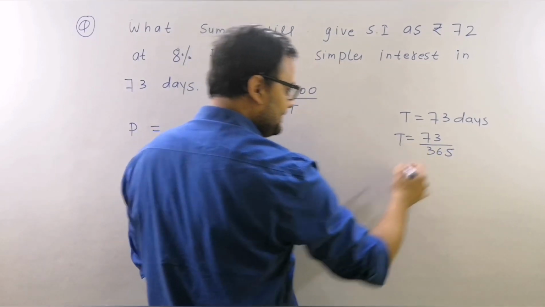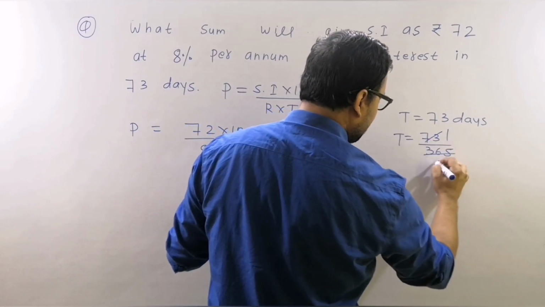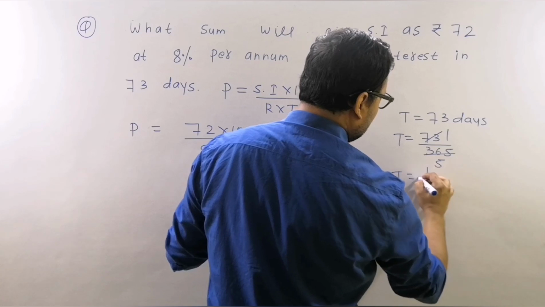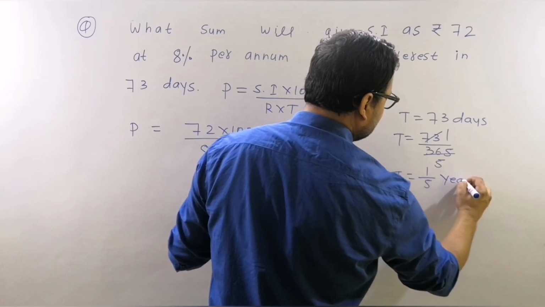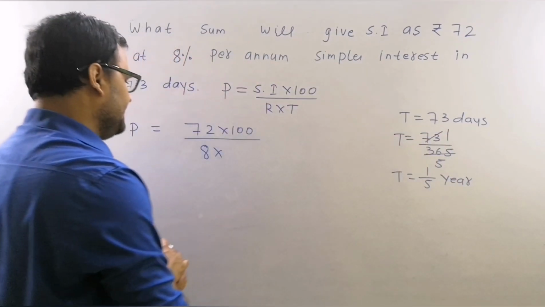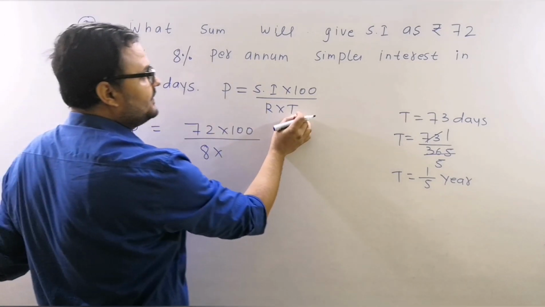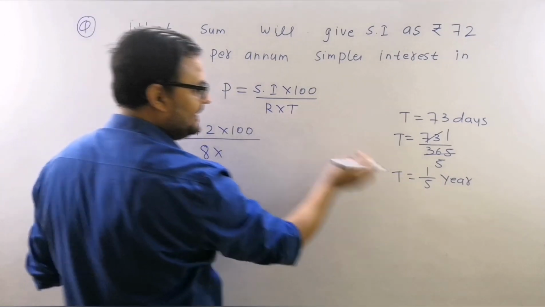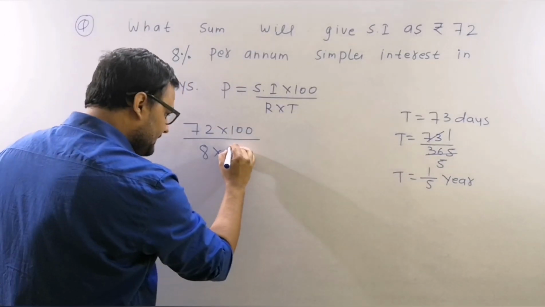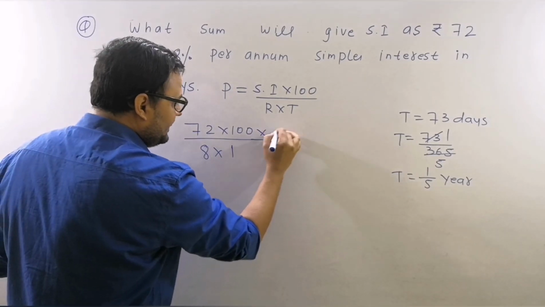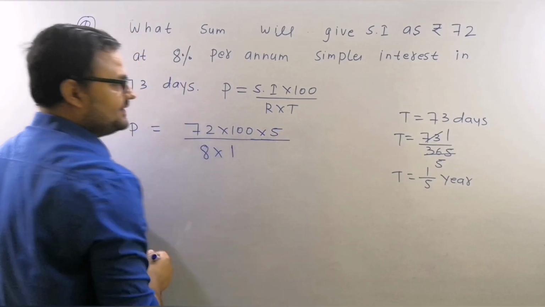And when we do simplification, 1 5s are 5, so it means time we got 1 by 5 here. Now in this formula, time will come on the place of denominator, and time is 1 by 5. So 1 will come here and 5 will go on the place of numerator. We do like that.